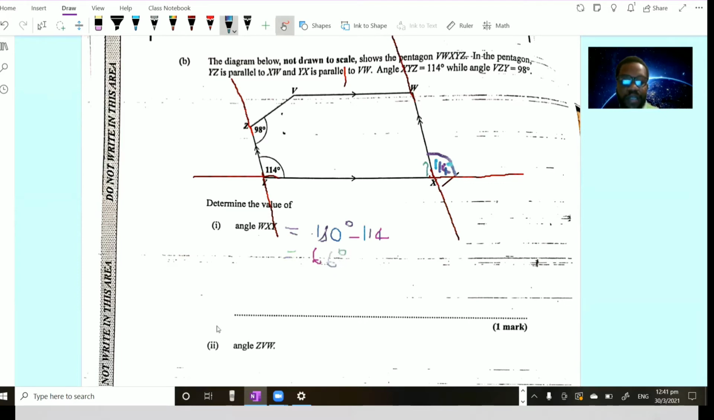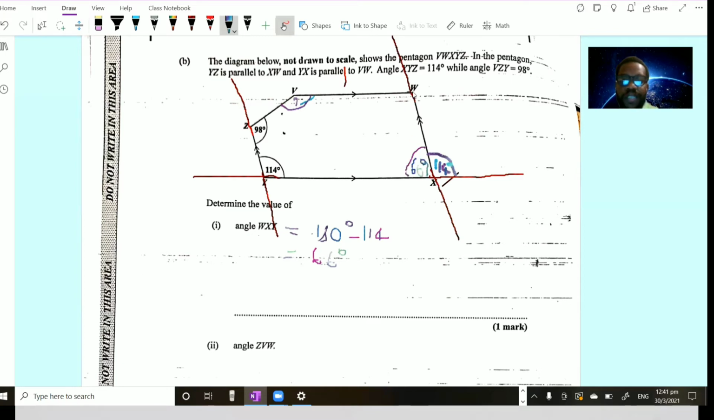Not so bad. Angle ZVW. So ZVW. So right now, I want to find this angle right here. What's the size of this angle? Now, let me put in what I know. I know that this is 66 degrees, all right?